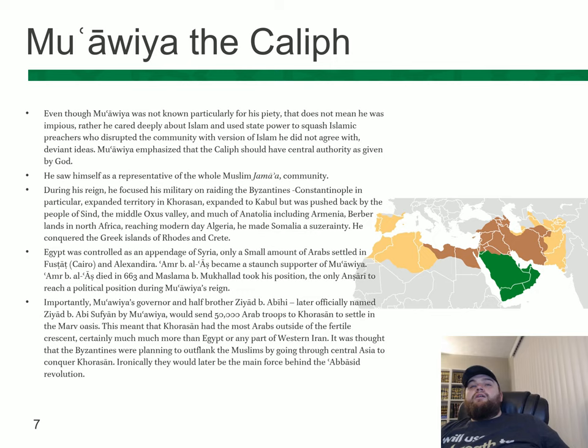During his reign, he focused his military on raiding the Byzantines to the north, Constantinople in particular. He also expanded territory in Khorasan, and he went past Khorasan and he went into Turkic speaking areas in Central Asia. They breached into Sindh, which is like more modern day Pakistan and India, as you can see down here.